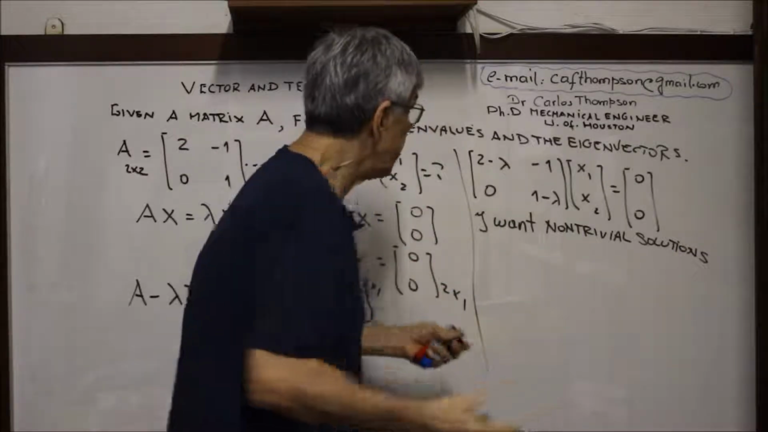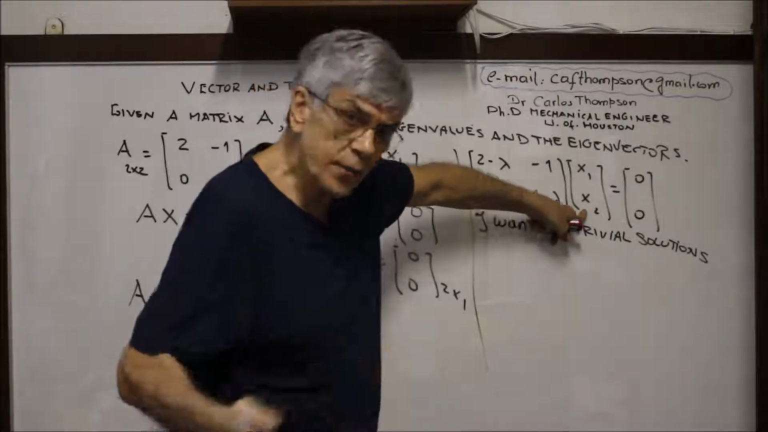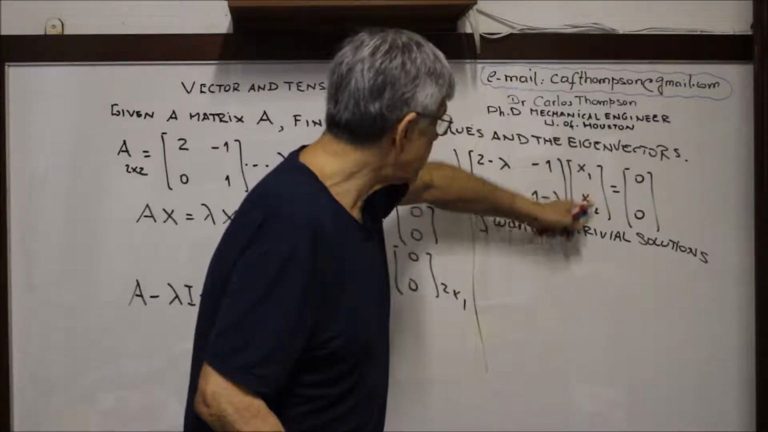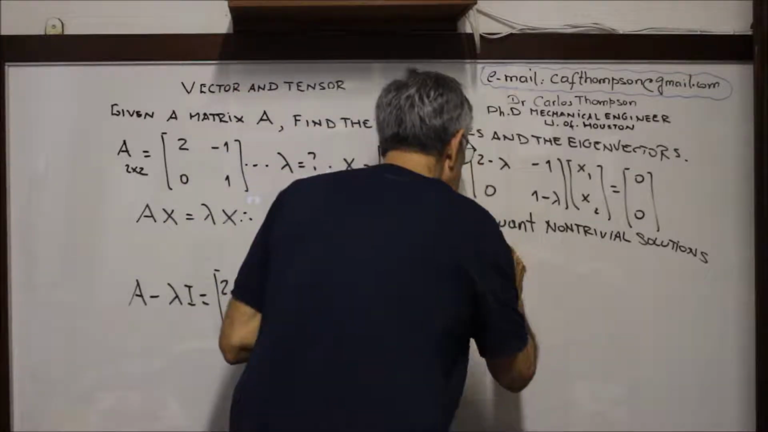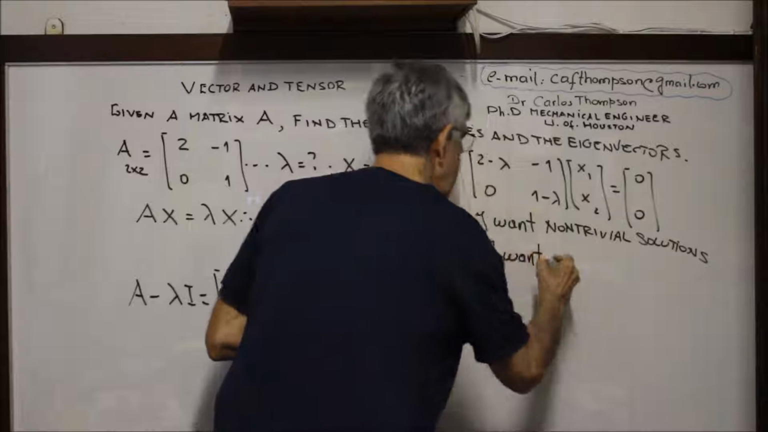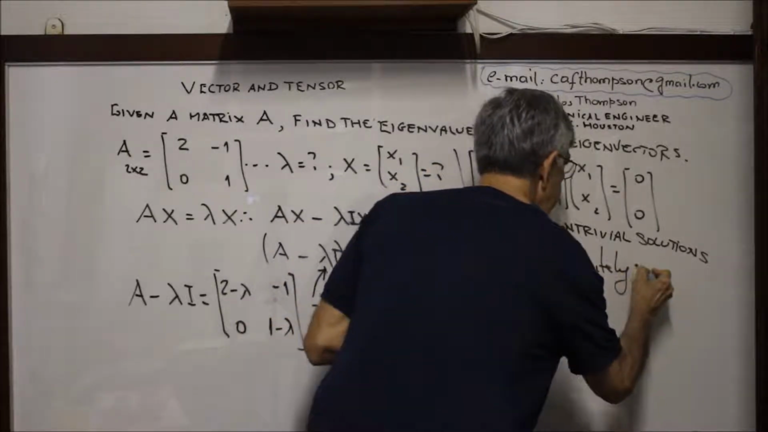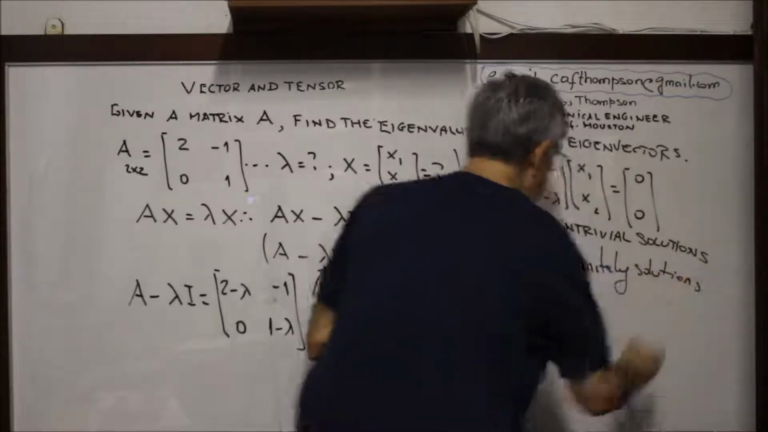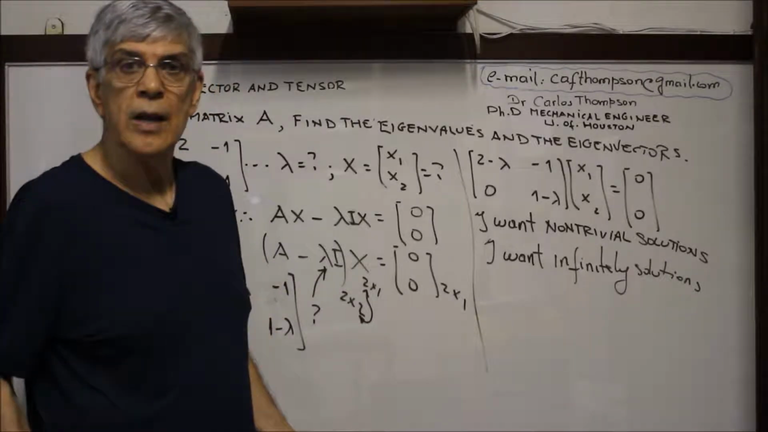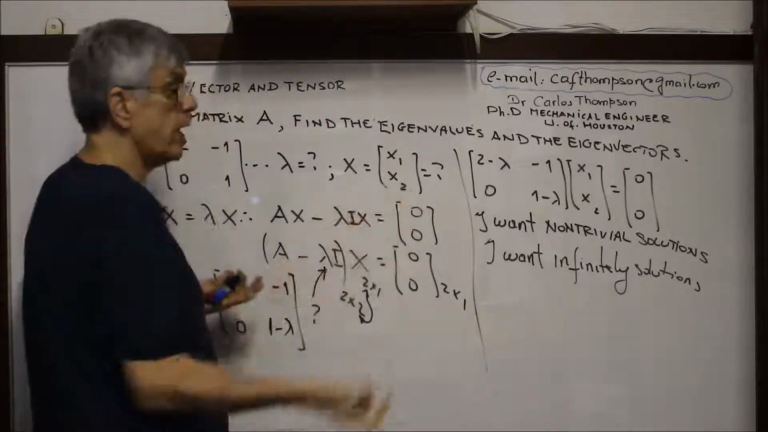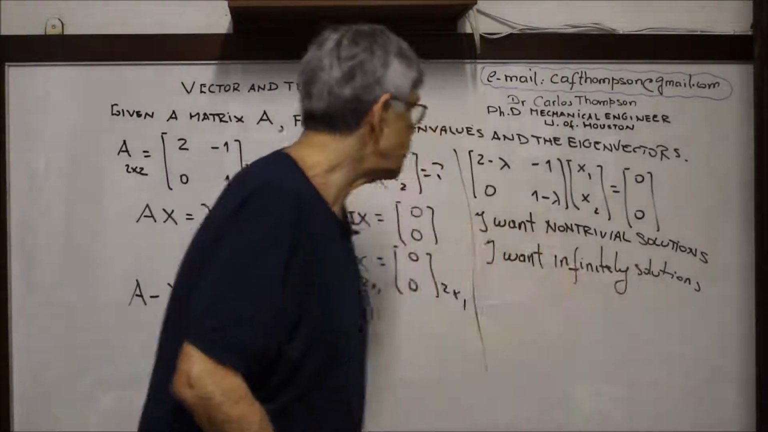Because it's obvious. Look, for x1 equal to 0 and x2 equal to 0, obviously this matrix applied to 0, 0 will give 0, 0. So what I want is infinitely many solutions. That's what I want. I want to find the eigenvector x. Obviously, I repeat, non-trivial solution.